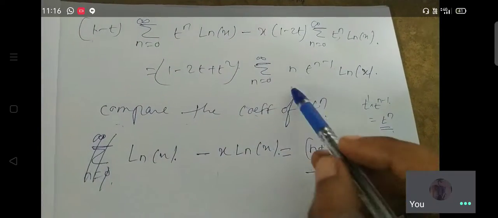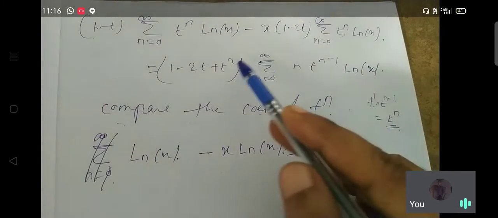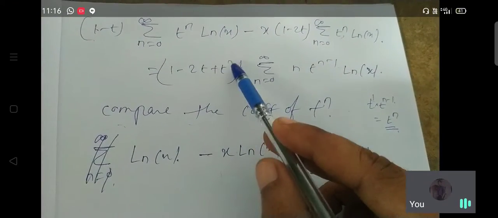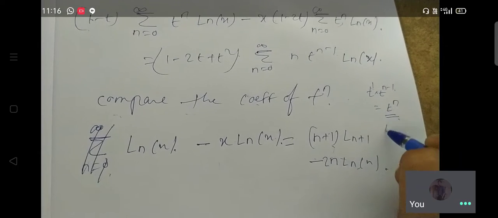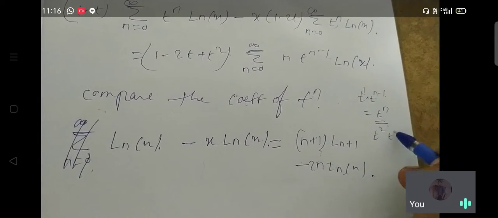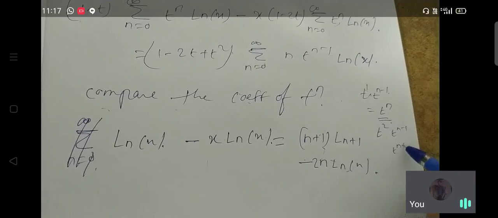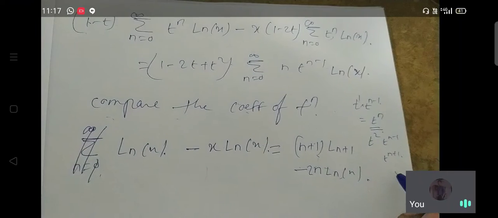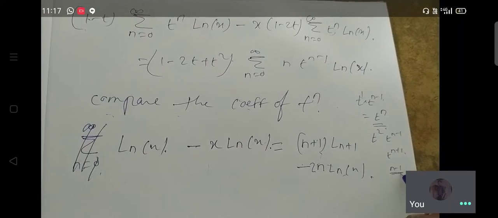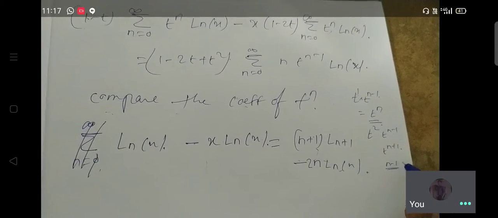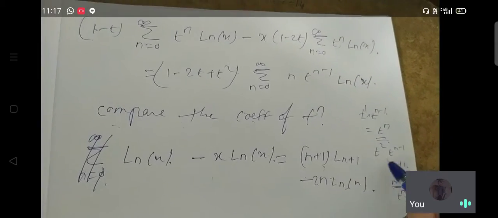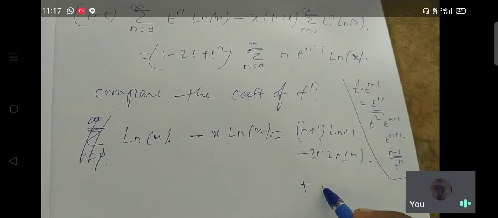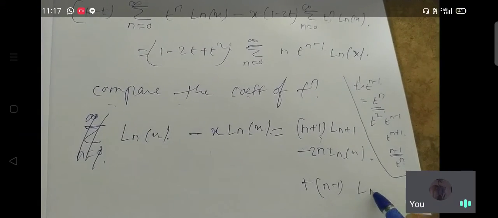Okay, you have n here, you have minus 2 here. Next, then t square into t power n minus 1, which is equal to t power n plus 1, right? So we need only the t power of n, then keep n equal to n minus 1, then you will get t power of n, right? So plus n minus 1 into L_(n-1).